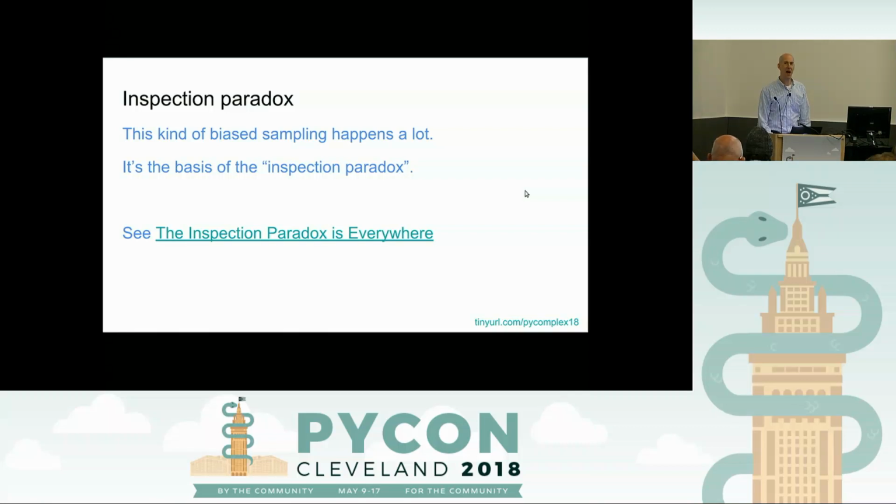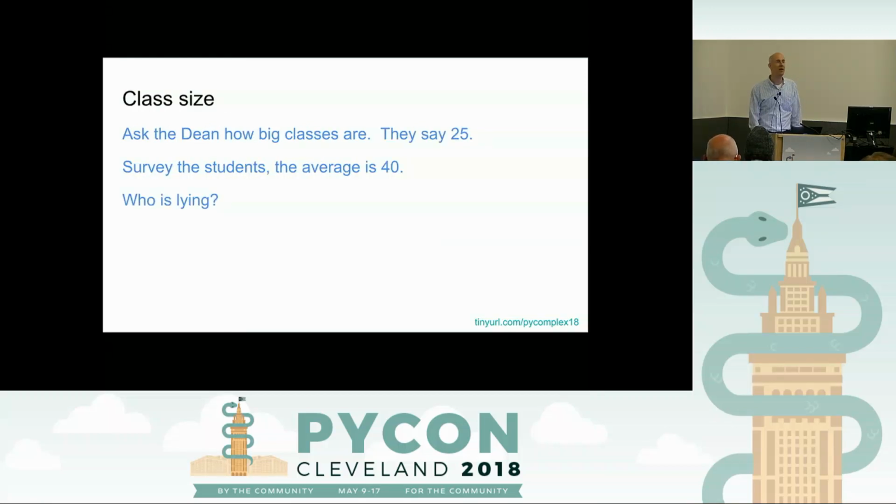This particular phenomenon, this way of doing biased sampling, actually comes up a lot in weirdly unintuitive ways. It's called the inspection paradox, and that link there is a blog post that I wrote a few years ago talking about all the examples of the inspection paradox that I've run across. One of them is the class size paradox, which is the difference between the answers you get if you ask the dean at a college how big are your classes? They'll give you the average class size.